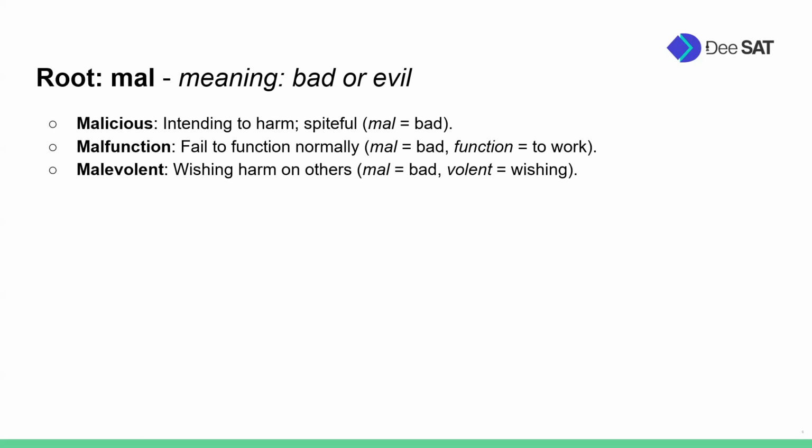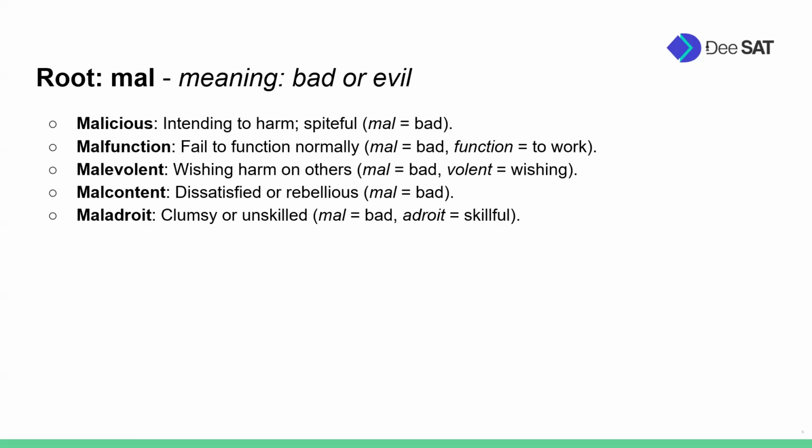Malevolent. If you remember from the previous slide, volent means wishing, mal means bad. So a person who is wishing harm on others would be a malevolent person. Malcontent, mal plus content, again, bad content. Someone who is dissatisfied or a rebellious person. Maladroit. Adroit means skillful or a skilled person. Maladroit, mal means bad, so a person who is badly skilled, which translates to someone who is unskilled.